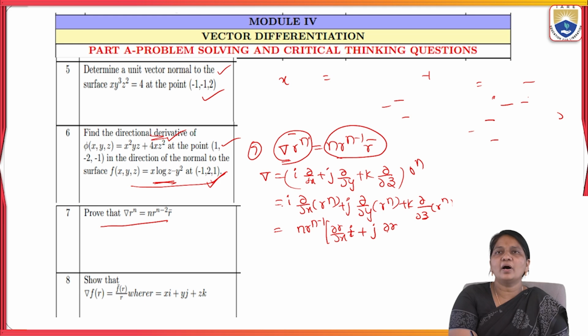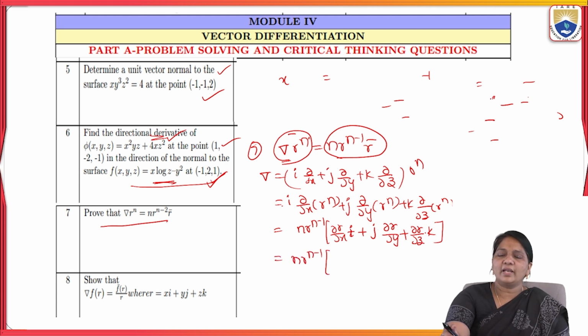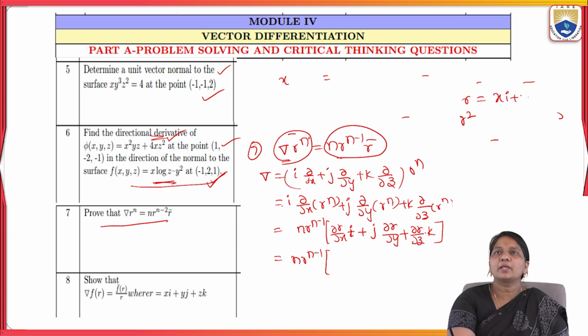So remaining is j into ∂r/∂y. In the same way for the third term also, k into n into r^(n-1) ∂r/∂z, into k. So now here n into r^(n-1), we already calculated in the previous problem, you observed, right? So what is that value? For this type of proofs we need the r² value and r value. r value is xi + yj + zk. So what is the r² value? x² + y² + z².